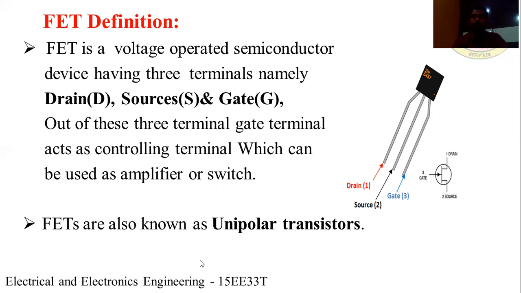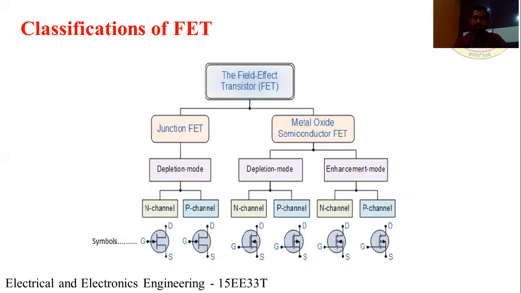Like BJT, here also we are having three terminals. BJT is a bipolar junction transistor. Coming to the classifications of FETs, FETs are categorized into two types. One is junction field effect transistor. Another one is metal oxide semiconductor FET.